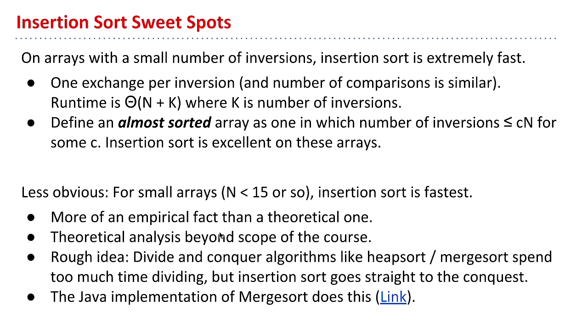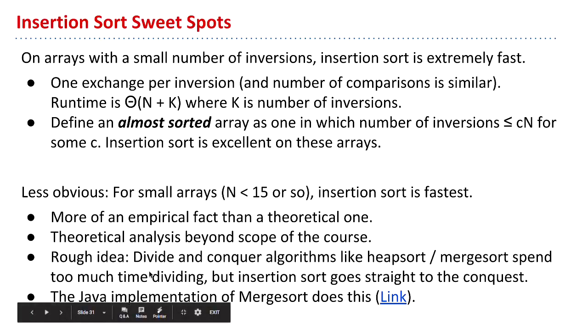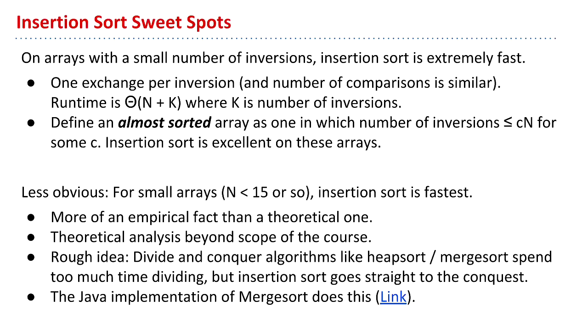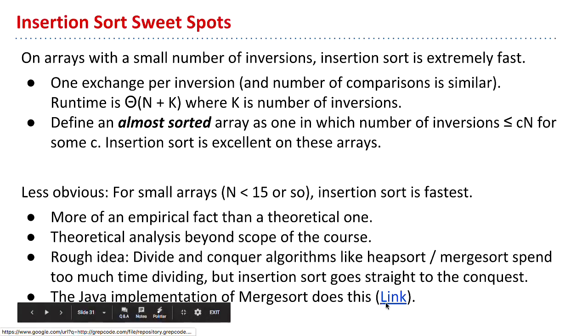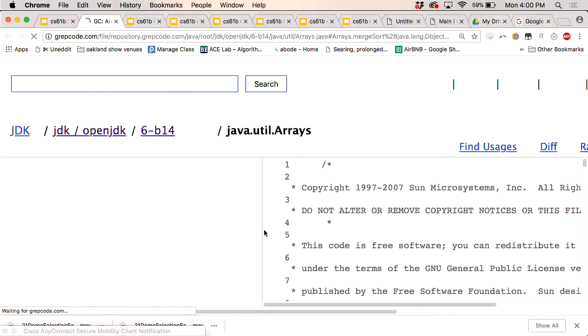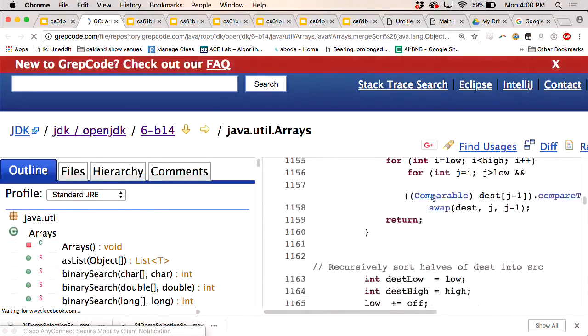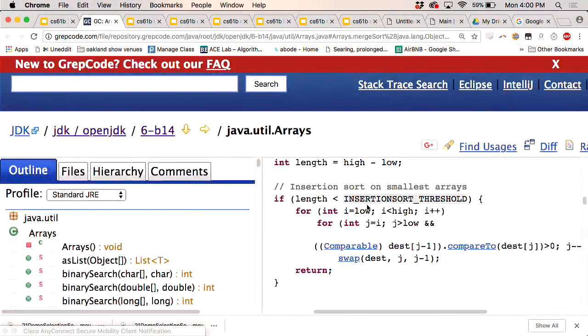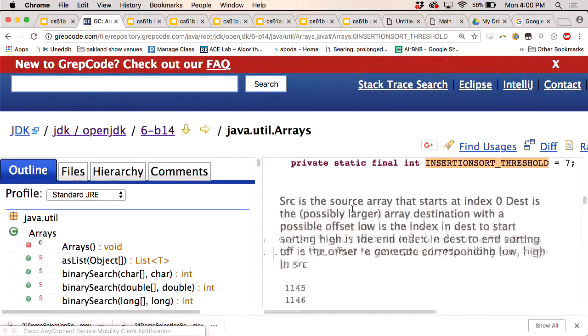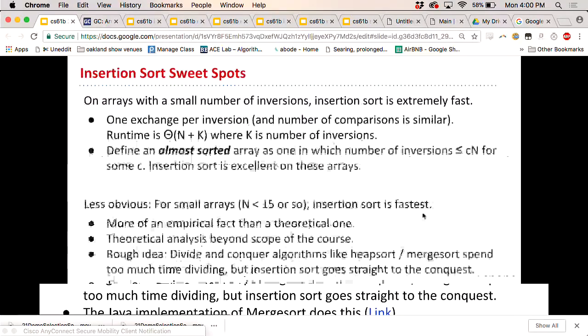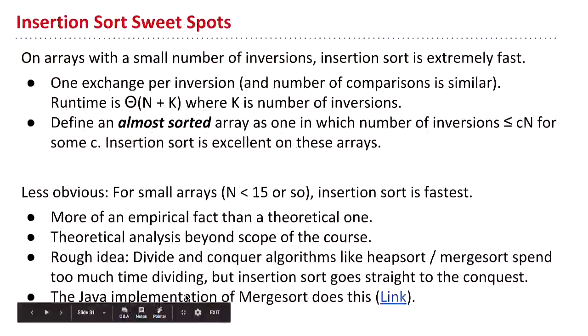And you could do a theoretical analysis like Donald Knuth would in his books, but we're not going to. But the rough idea behind this is that a divide and conquer algorithm like merge sort and quick sort, they're going to spend too much time dividing and not enough time actually just getting straight to conquering. And actually, if you look at the Java implementation of merge sort, it does exactly this. This is the merge sort built into Java that Arrays.sort uses, and it says if length is less than INSERTION_SORT_THRESHOLD, use insertion sort. So it's a real thing, and in their case, they use 7. Okay? So be aware that industrial sorts can be kind of ugly.